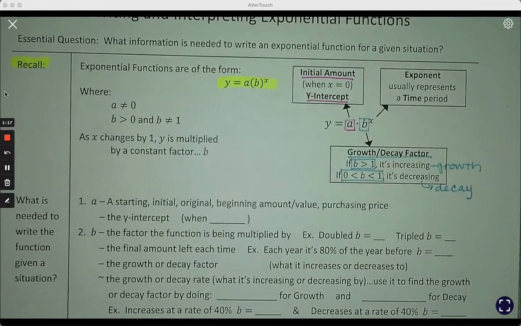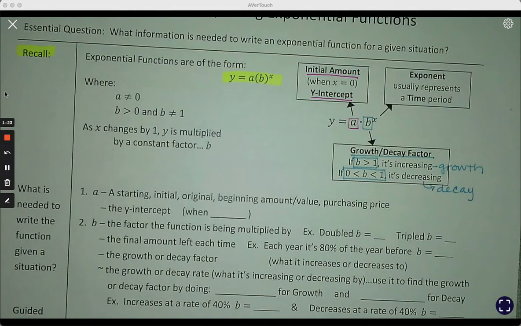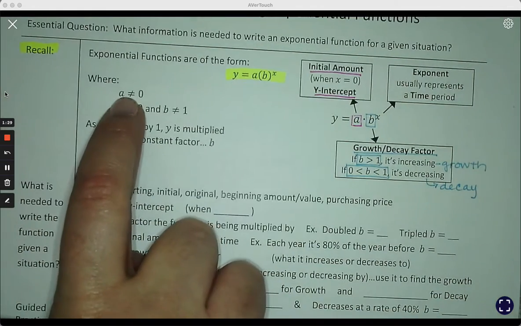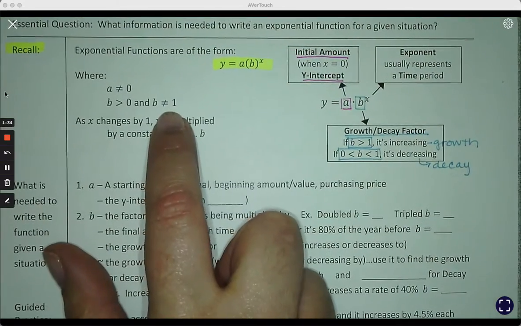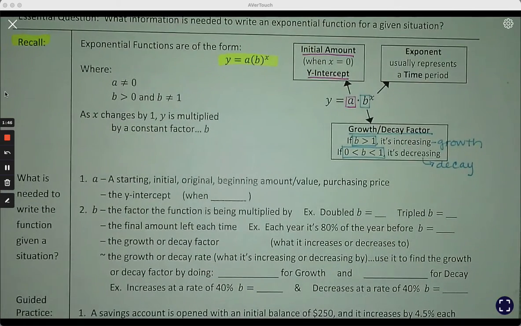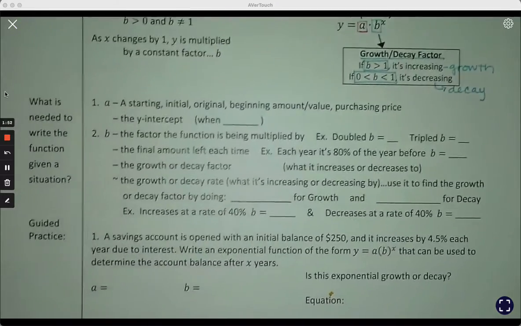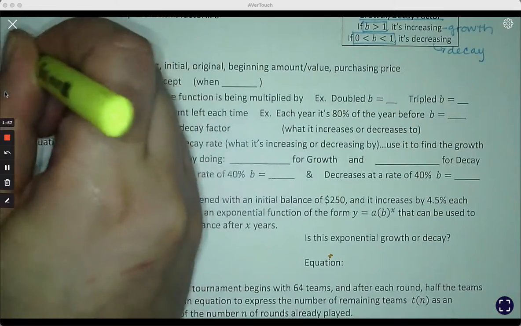So looking at this, the exponent up here, that little x, usually represents time periods. Looking at this equation, a cannot be 0. Our initial value cannot equal 0, and b has to be greater than 0, but it cannot equal 1. We've spent a little bit of time this week reviewing because of our snowpocalypse, so hopefully this is just a huge review. So when we go into writing our exponential functions, what do we actually need to know in order to write them? What is needed to write a function for a given situation?